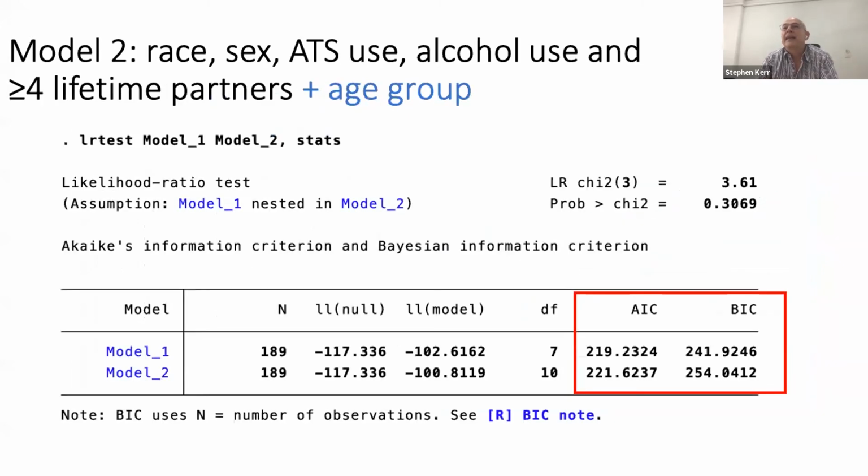Now we can compare the AIC and the BIC for these models, and we see there's a slight increase in the AIC and the BIC for the second model that included age group, which would indicate that the model fit isn't quite as good. But actually, if we compare the probability based on the log likelihood ratio test, then it's 0.3. So it's saying that really the models are quite equivalent in their predictive value.